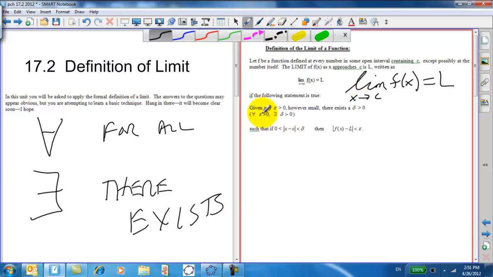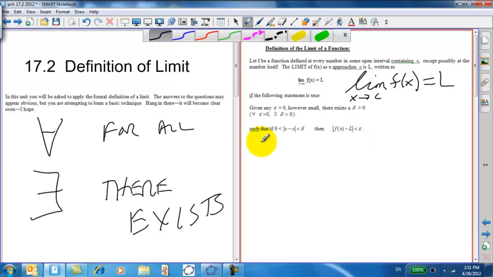So, given any epsilon greater than 0, however small, there exists a delta greater than 0. There's the abbreviation for it. For all epsilon greater than 0, there exists a delta greater than 0, such that if 0 is less than the absolute value of x minus c, which is less than delta, then the absolute value of f of x minus L is less than epsilon.